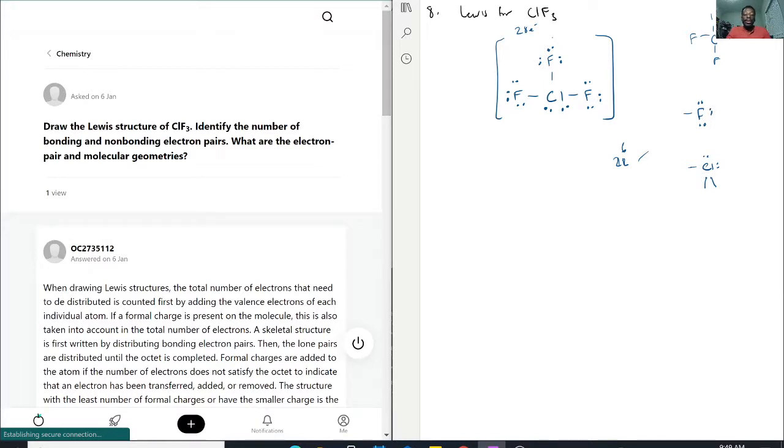Now let's identify the number of bonding and non-bonding electron pairs. Based on the central atom, we have 1, 2, 3 bonding pairs and 1, 2 non-bonding electron pairs. Okay, so the way we would write this down is that it has a 3-2 split. The total number of pairs is 5. That's how we find the electron pair geometry. If I remember correctly, the hybridization for this would be sp3d, and the electron geometry, the EG, is trigonal bipyramidal.